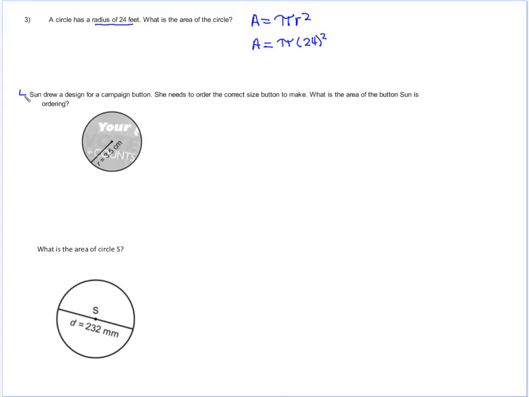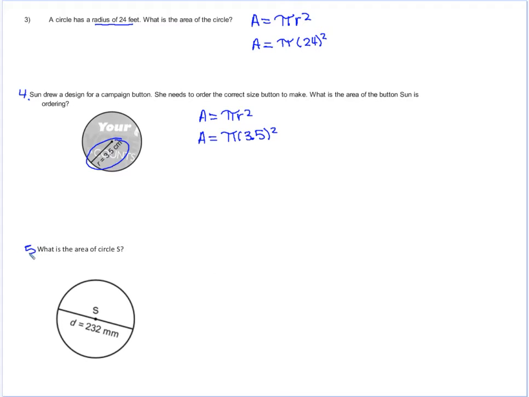Number 4. Sun drew a design for a campaign button. She needs to order the correct size. What's the area? They give us the radius. Formula, area equals pi r squared. Pi times 3.5 squared.